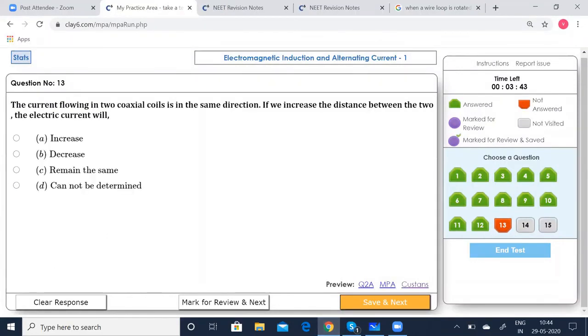The current flowing in two coaxial coils in the same direction. If we increase the distance between the two, the electric current will increase, decrease, remain the same, cannot be determined. So which can be? So now as the distance between the two coils is increased, the induced current in both the coils assists the main current. Okay, the induced current which is now going to develop in the two coils, they are now going to assist the main current. So therefore, current through each coil increases. So option A can be correct.